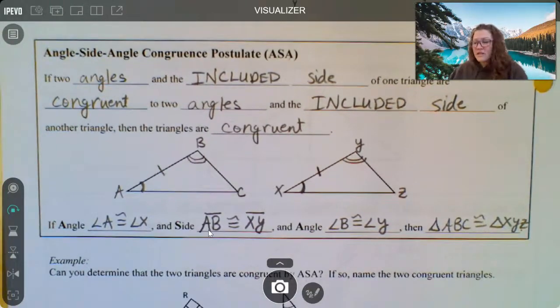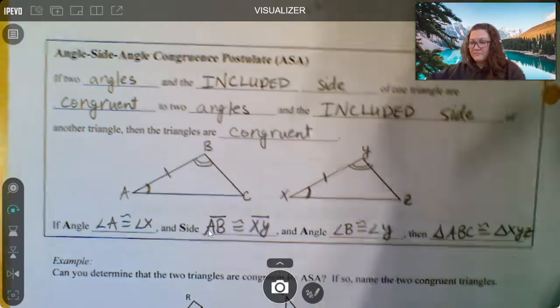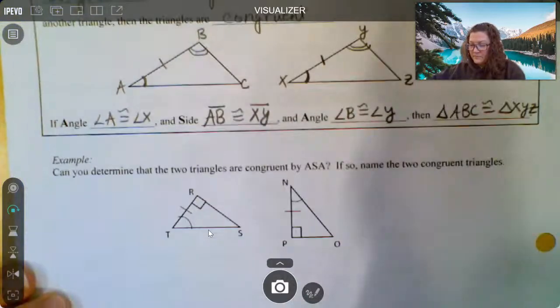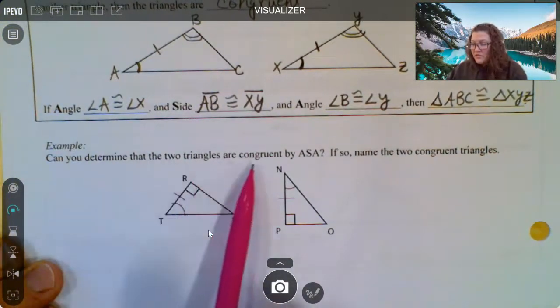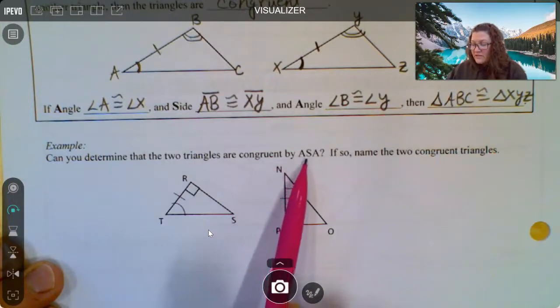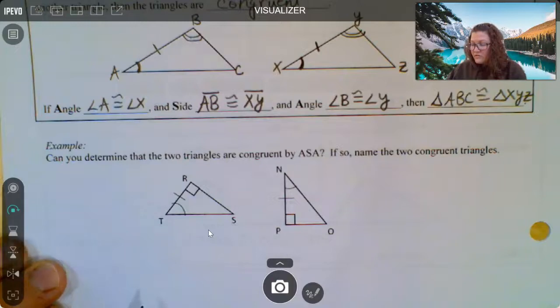Okay, at this point in the video, I'd like you to pause, try the example, and then once you've tried the example, unpause and check your answer. So for this example, can you determine that the two triangles are congruent by angle, side, angle? And if so, name your congruent triangles.